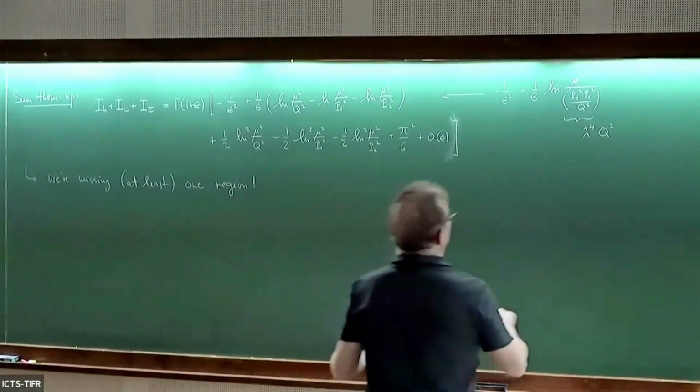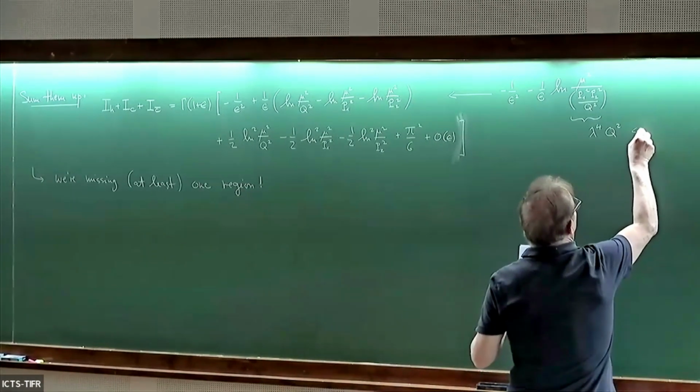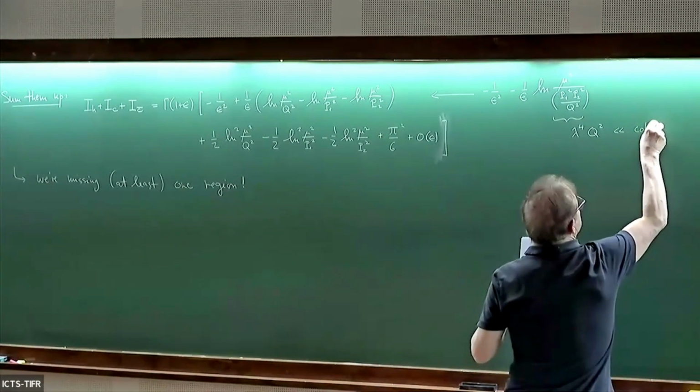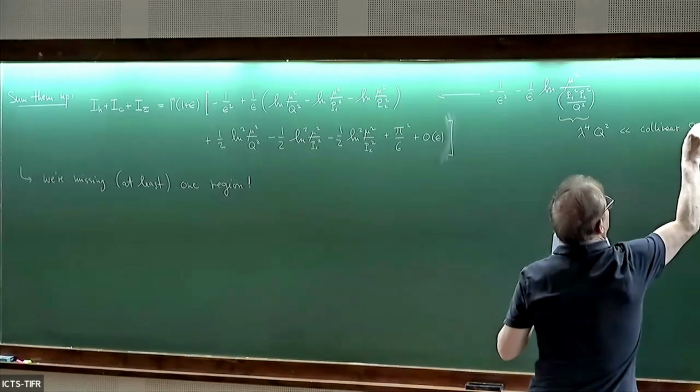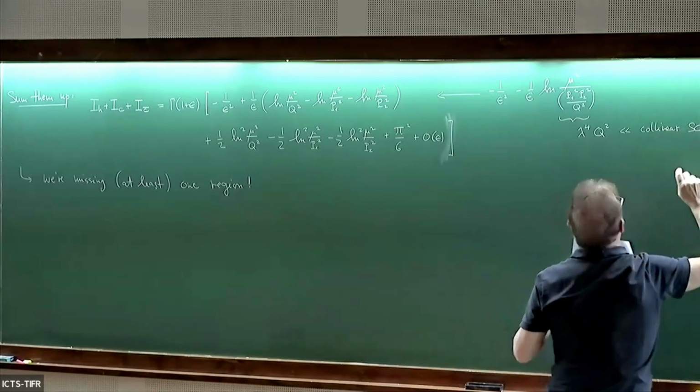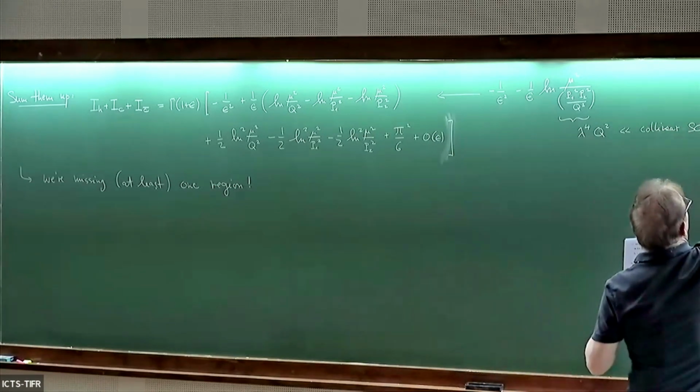So this is much less than the collinear scale, the collinear scale, which was lambda square Q square.